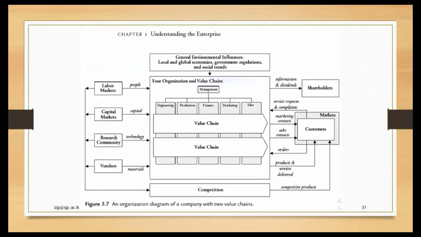previously we discussed it, right? Generic environmental influences, right? And within the organization, you have the organization value chain. On the left hand side, you have inputs from various suppliers, right? Labor market, capital market, research community, vendors, right? On your right hand side, you have the customers and the shareholders, right? And within your organization, in this particular case, they have mentioned your organization and value chain. On the top, you have the management and these different functional areas like engineering, production, finance, marketing, and sales, right?